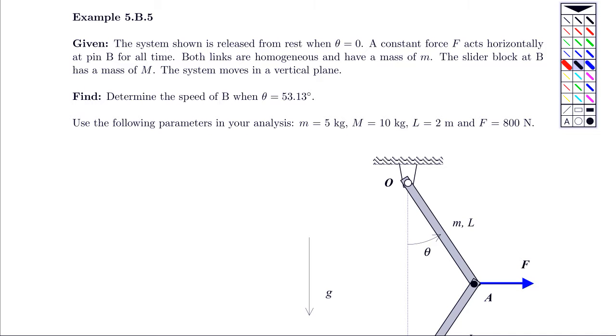In this example, we're looking at a mechanism made up of links OA and AB. OA is pinned to ground at O. End B of AB is constrained to move along this vertical, straight guide. We have a force F which is applied horizontally to pin A.